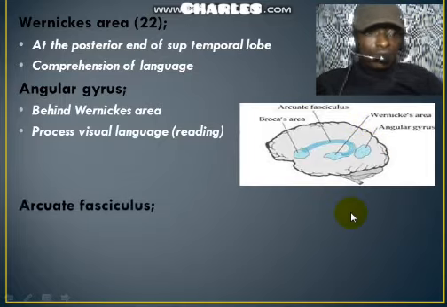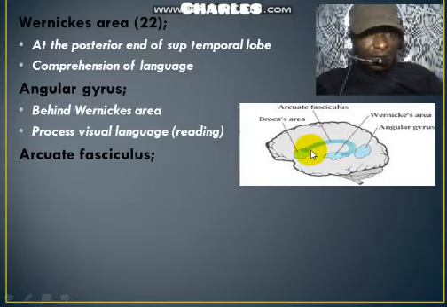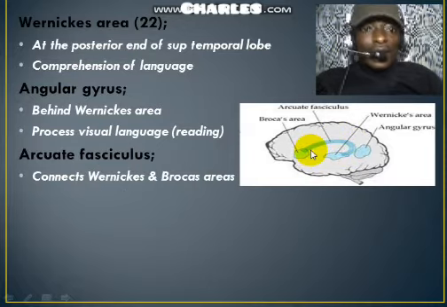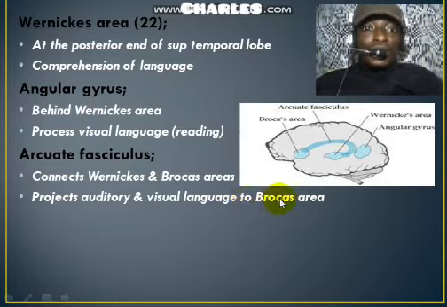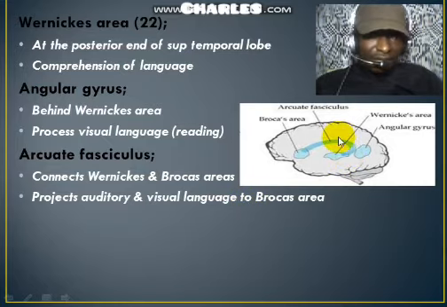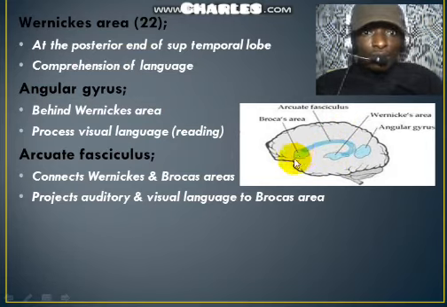Okay, going forward, the arcuate fasciculus. The arcuate fasciculus is this part of the brain. All right, it connects the Wernicke's area to the Broca's area. This area actually projects auditory and visual language from the Wernicke's area to the Broca's area. Right? That is its function.